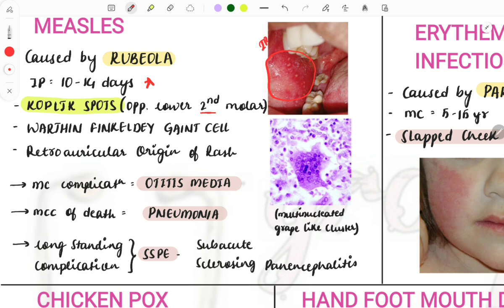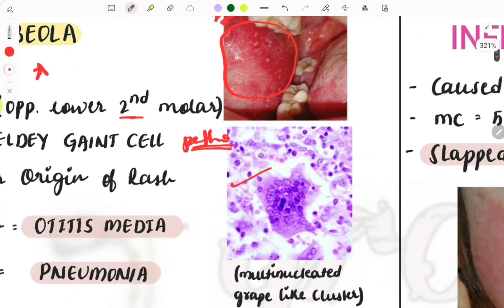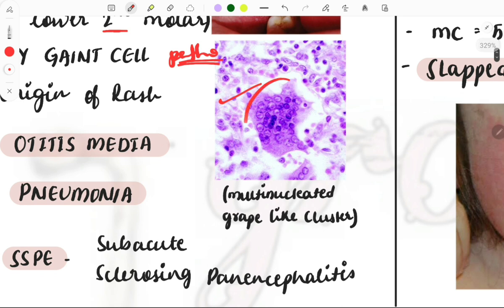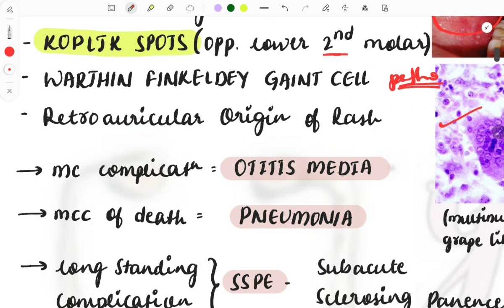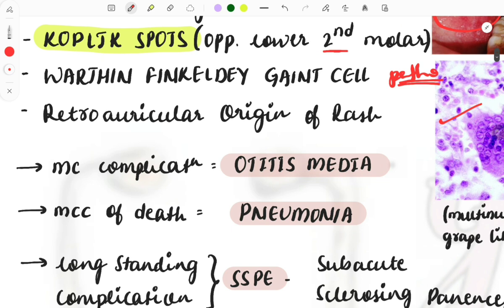Okay, so an image-based question can also be asked, so you need to be prepared in a way that whatever question comes from the topic, you will be easily able to solve it. And another very important pathognomonic feature is the Warthin-Finkeldey giant cell. So this image can be asked in integration with pathology. As you can see here, this is a multinucleated grape-like cluster, and the name is the Warthin-Finkeldey giant cell. Then the rash: the origin of the rash will be retroauricular.